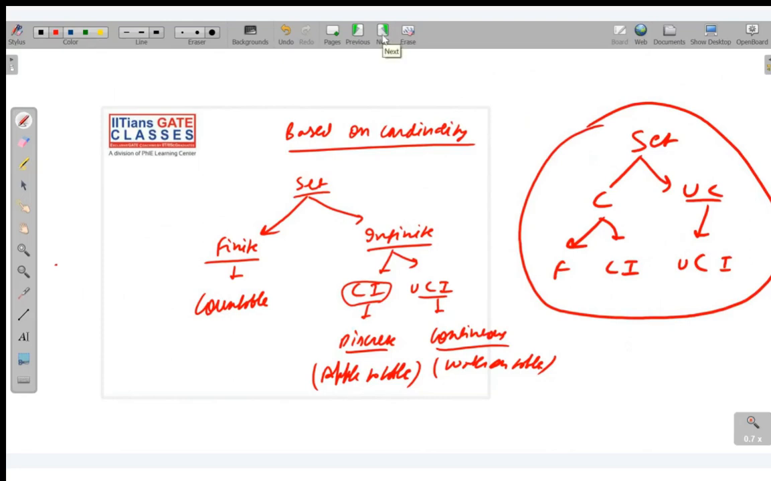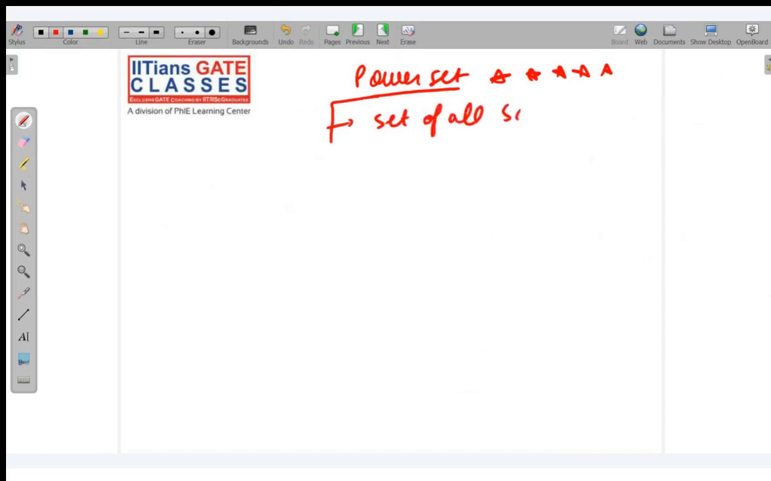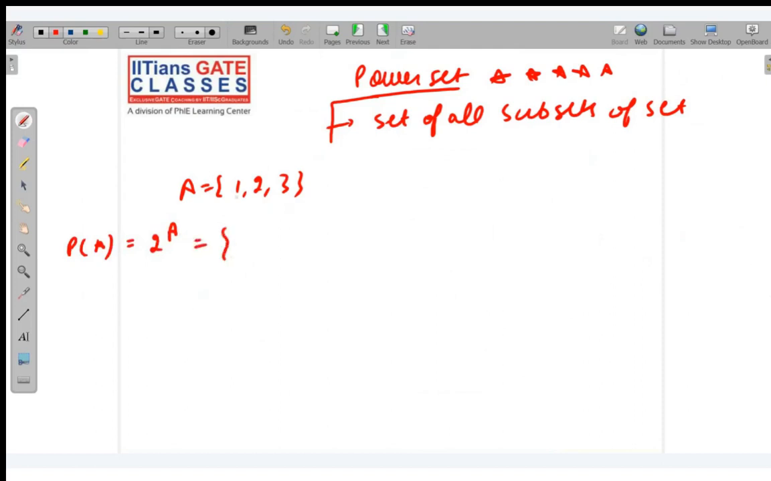Done? Yes, sir. So now we are going to start power set. This is a very important topic. Many questions have been asked in GATE from this topic. So what is power set? Power set is the set of all subsets of a set. For example, if I take set A as {1, 2, 3}, then its power set will be denoted by P(A), and we can also denote it as 2^A. And what is that? Set of all subsets.